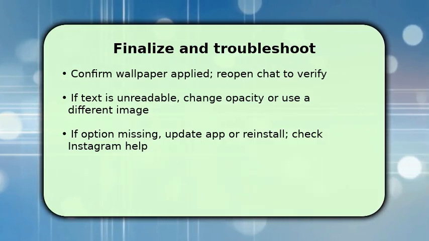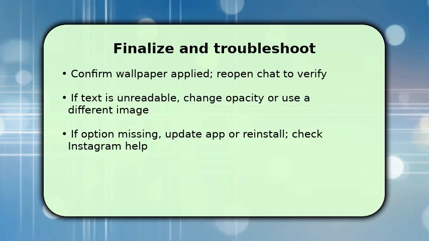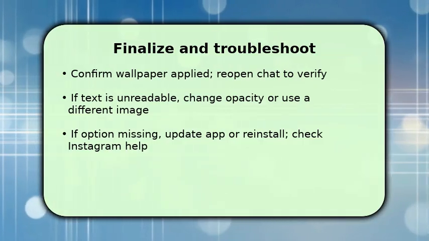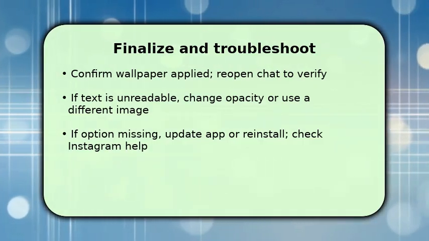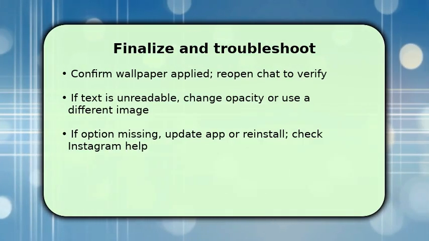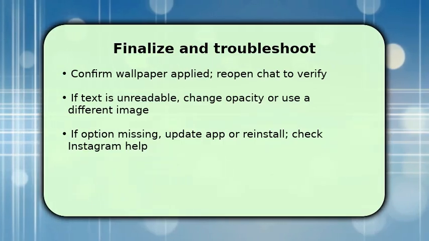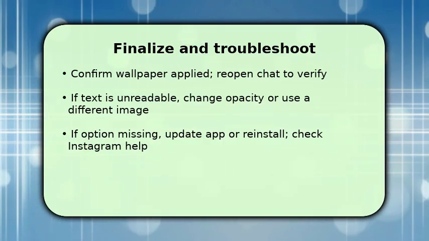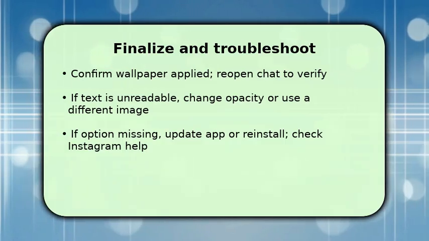Contrast ensures usability. If you don't see wallpaper options, update the app, restart your phone, or reinstall Instagram to restore the feature. As a quick troubleshooting tip, clear app cache and try another account to isolate whether the issue is account-specific.